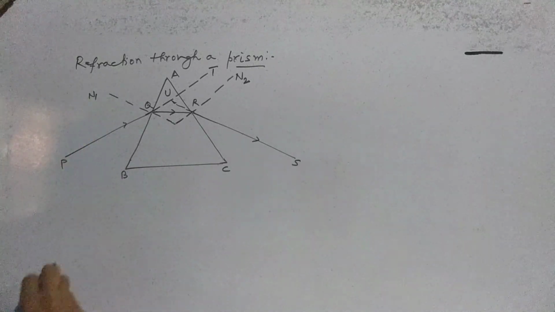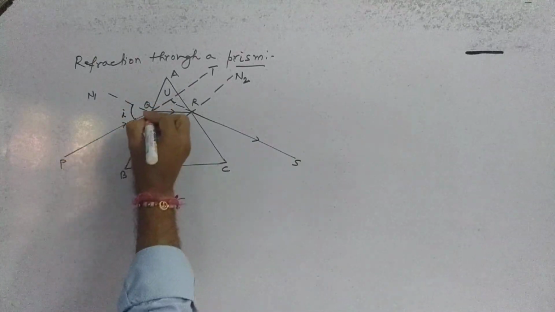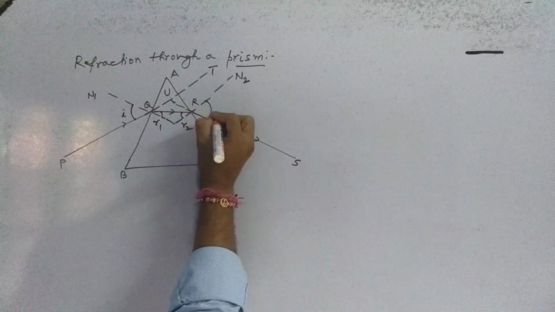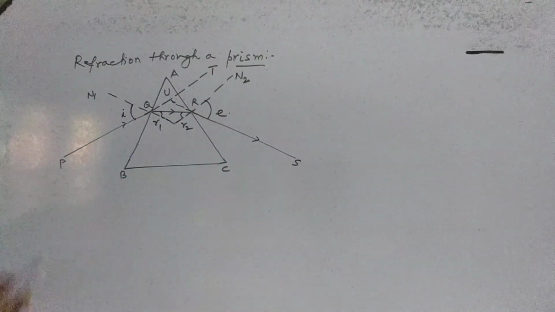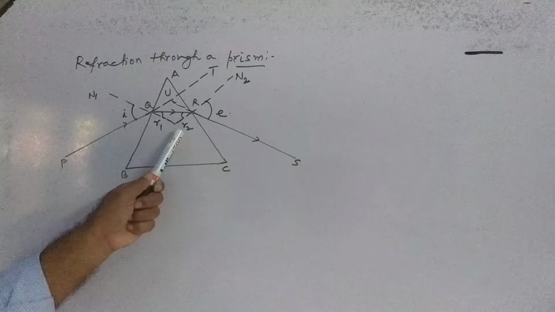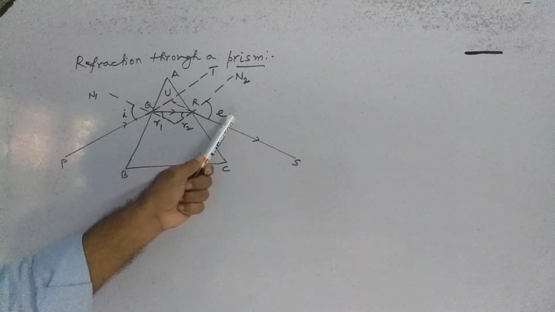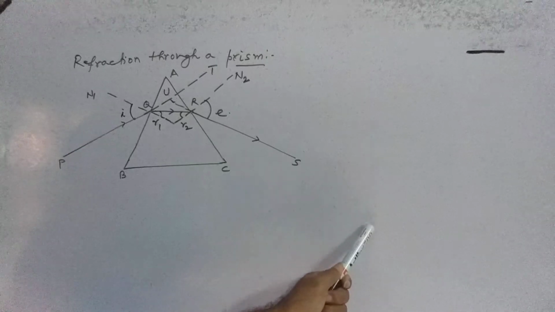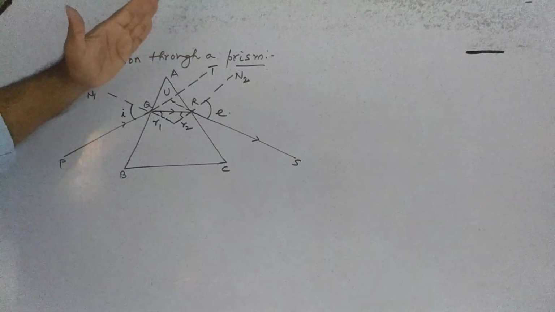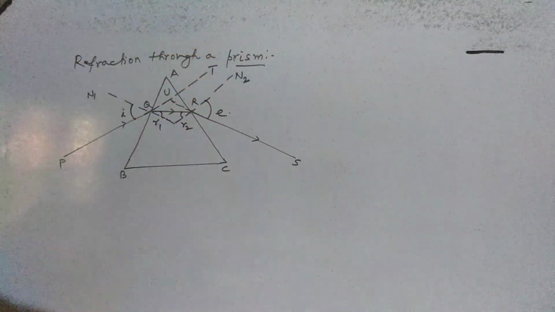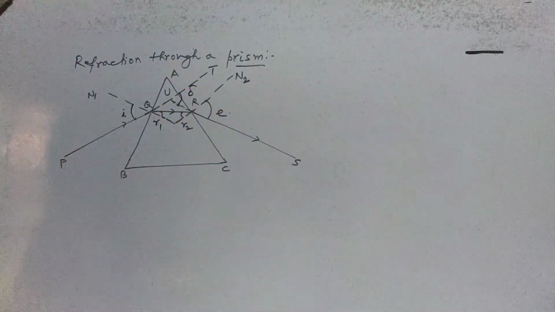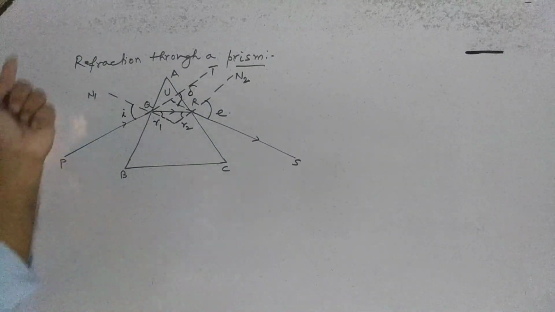Now today, the mathematical part. This angle is I, this angle is R1, this angle is R2, this angle is E. Angle of incidence, angle of refraction for the first surface. For the second surface, the angle of incidence is R2, and E is the angle of emergence. The emergent ray is RS, and the incident ray should go straight, but it has been bent, right? The overall bending is by the angle delta. Delta is called the angle of deviation. Already we have seen this figure.